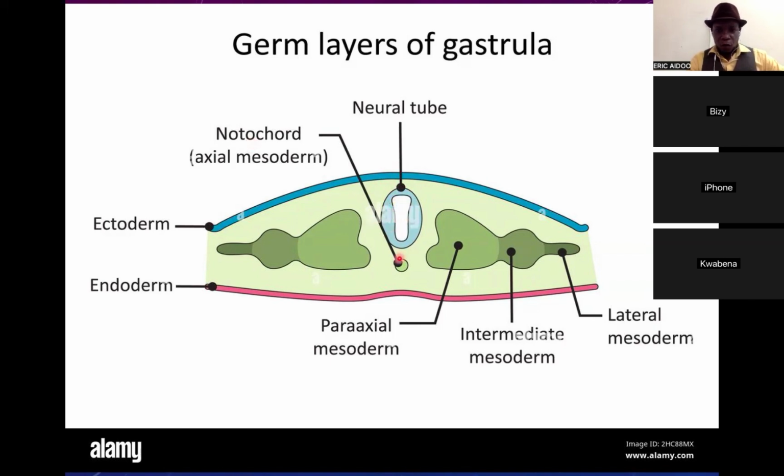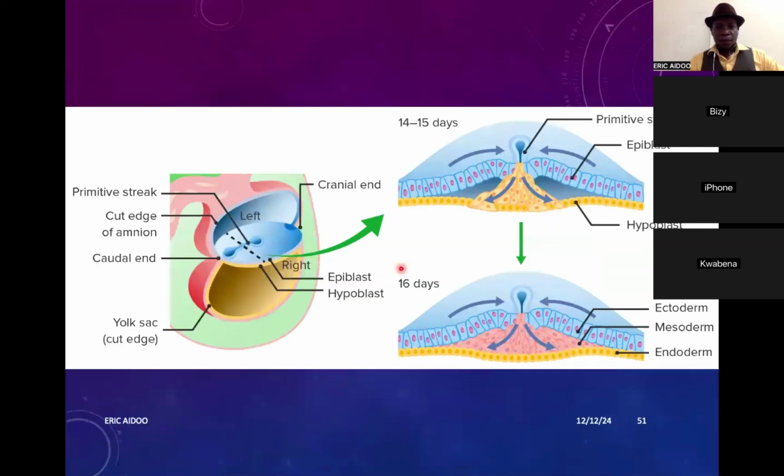This is the notochord. Okay, the cells that move from the epiblast, those that fall in the midline, one of them is what is going to form the notochord. All right, so also showing how movement of cells are going on.